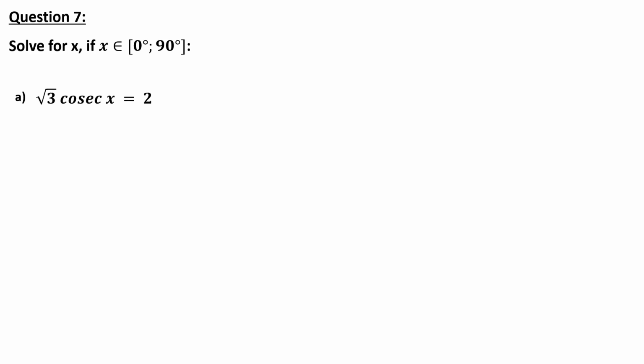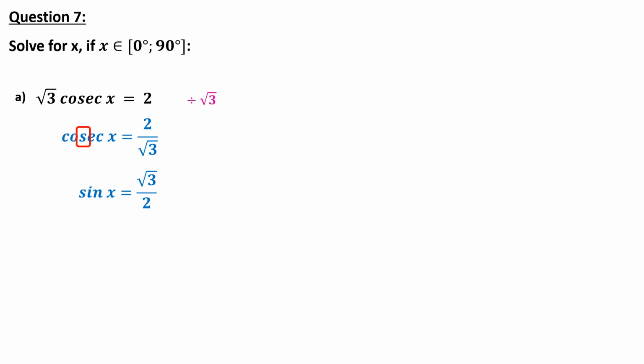In question 7, we're going to look at how this works with reciprocal functions. If I've got square root 3 cosec x equals 2, the first thing I see on the line is square root 3. So I'm going to divide by square root 3 on the other side, and we end up with cosec x is 2 over square root 3. Now remember, I don't have a cosec button on my calculator, so I've got to work with its reciprocal. So we're going to look at the third letter, which is an s, and I realize that the reciprocal of cosec is sine.